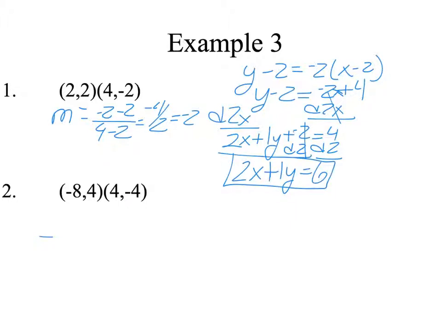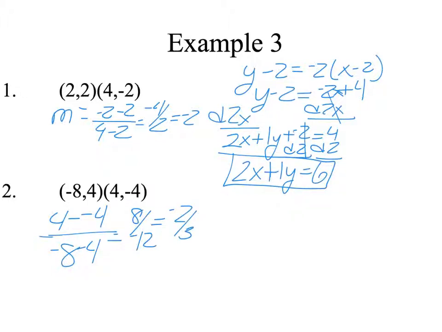Second one, again I'm going to find my slope. 4 minus a negative 4 over negative 8 minus 4. That's going to give me 8 over negative 12, or negative 2/3. Plugging that in, y plus 4 equals negative 2/3 times x minus 4.